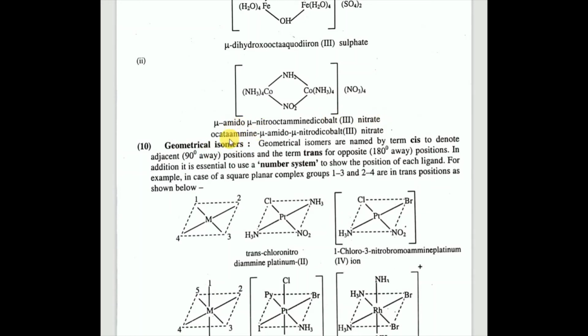First write the names of negative and neutral ligands. Octaammine, then mu-amido, mu-nitro, dicobalt(III) nitrate, and the same.